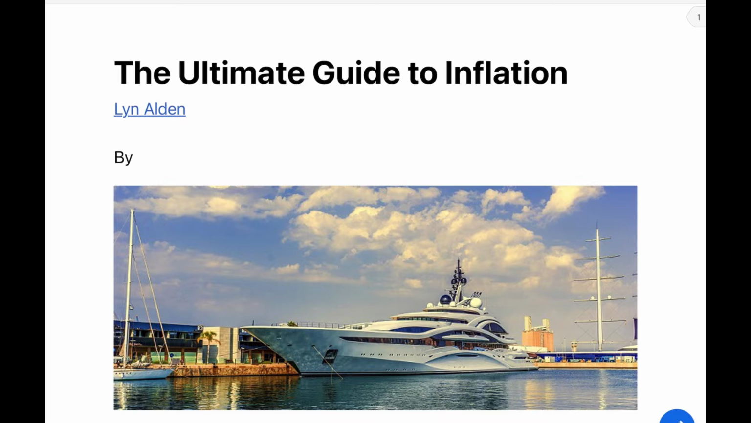In today's discussion, we're going to be talking about inflation. What is inflation and where is inflation going to end up in the future with this crazy environment that we're experiencing today? So I found this paper, The Ultimate Guide to Inflation by Lyn Alden, and it basically breaks down what inflation is, the different types of inflation, and where this person believes inflation is going to go in the future. So I thought it was a pretty good article I'd like to share with everyone.